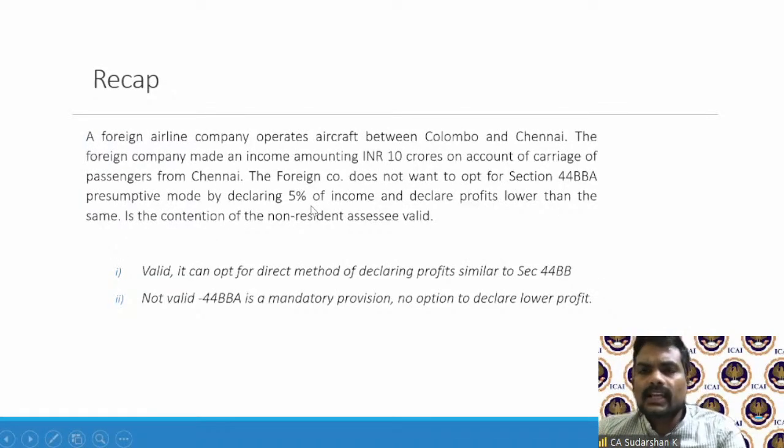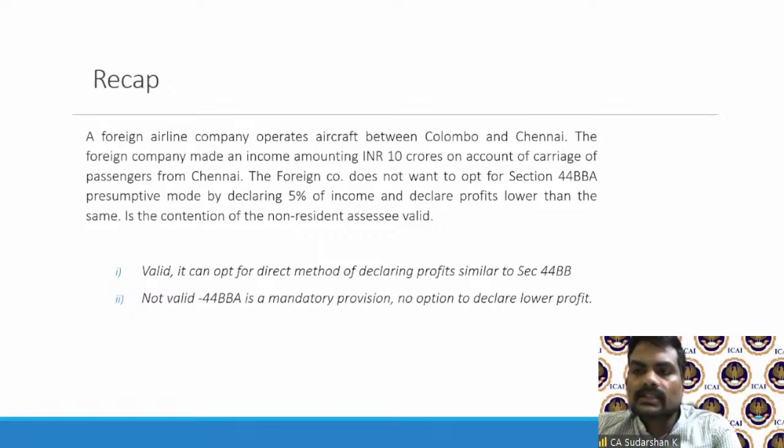Now, moving on to the second one, this is where we touched upon the presumptive basis of taxation. Because in many situations, foreign companies do have a PE in India, but it's very difficult to determine or maintain books of accounts due to the nature of the business. So the Income Tax Act gives certain specific presumptive bases of taxation for such foreign companies doing business in India.